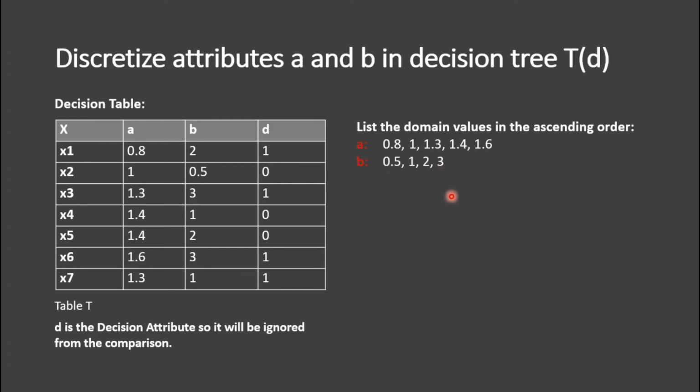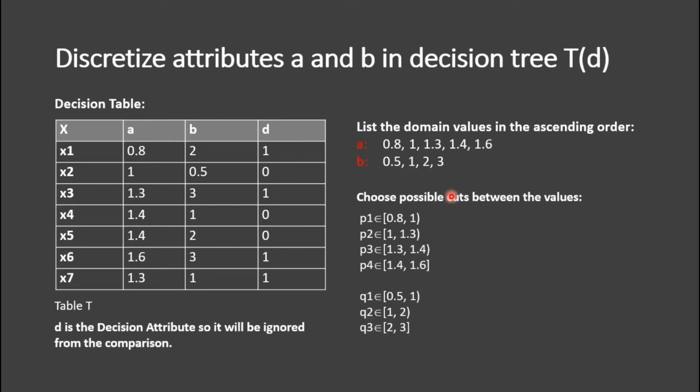After sorting in ascending order, we generate the possible cuts between the values. One cut would be from 0.8 to 1, 1 to 1.3, 1.3 to 1.4 and 1.4 to 1.6. Similarly for column B, we will have a cut from 0.5 to 1, 1 to 2 and 2 to 3.